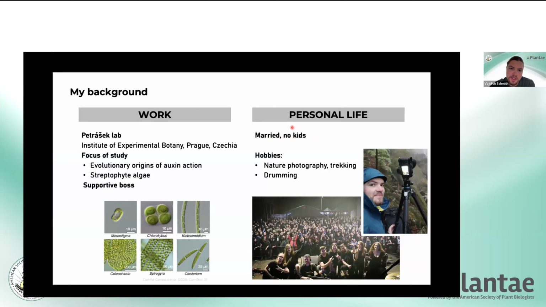My main hobbies are that I'm a landscape photographer, and I love to travel. I love to hike in the mountains for weeks. Besides that, I'm also a drummer in a folk metal band. So later on, I will touch on how these hobbies work for me.